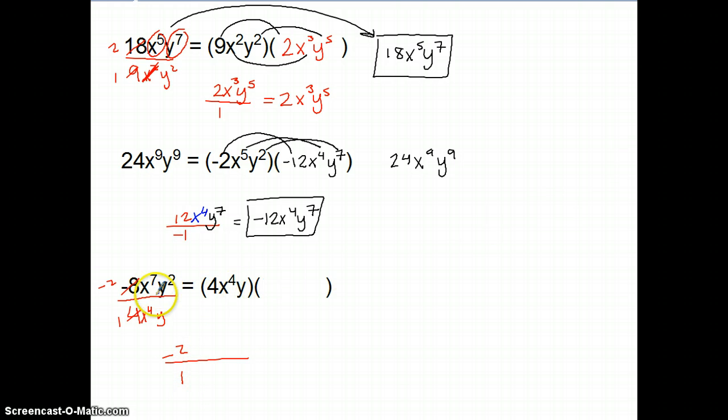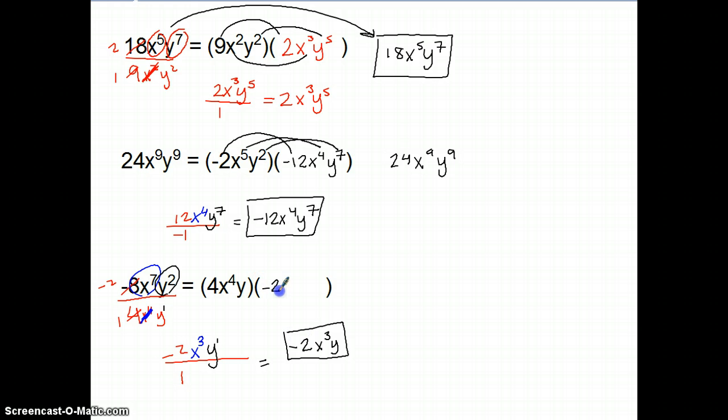Subtracting the exponents on my x's, I have more x's on top, so they will remain on the top. 7 minus 4 is 3, so my new exponent is 3, and all the x's in the denominator go away. Reducing my y's, I have more on top, so they will remain on the top. I have y to the 2nd over y to the 1st power. 2 minus 1 is 1, so I have y to the 1st in my numerator. So what we have is negative 2 x to the 3rd times y to the 1st power, or just y.